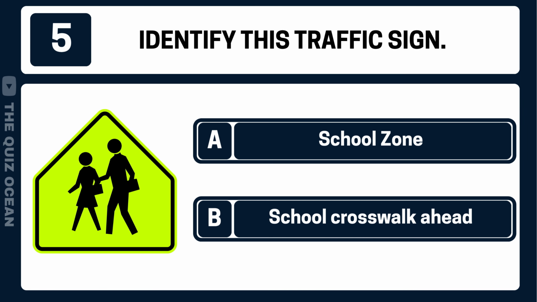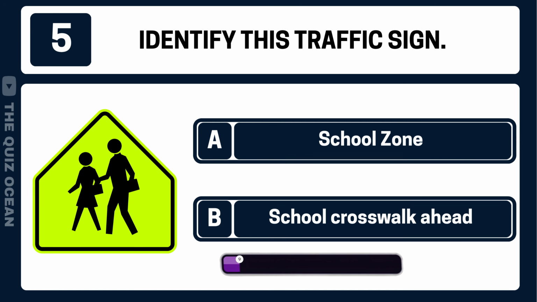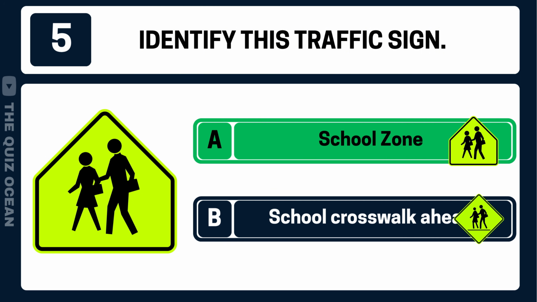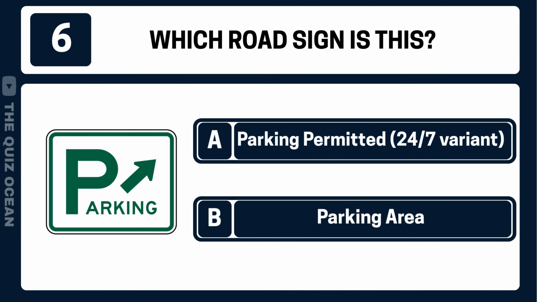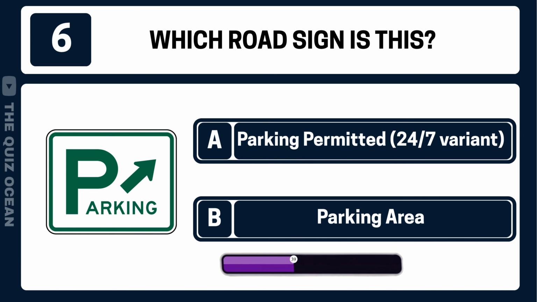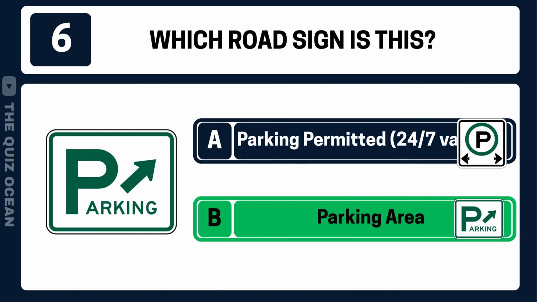Identify this traffic sign. A. School zone. B. School crosswalk ahead. Well spotted. It is the school zone sign. Which road sign is this? A. Parking permitted, 24/7 variant. B. Parking area. Great catch. It is the parking area sign.